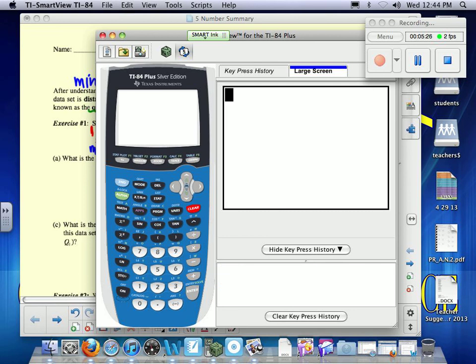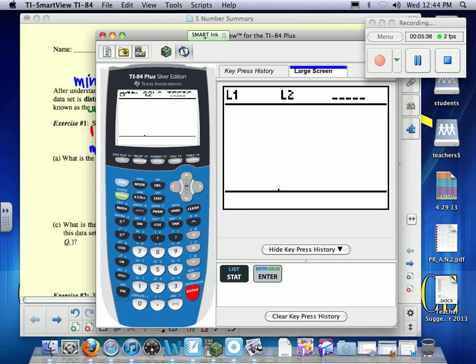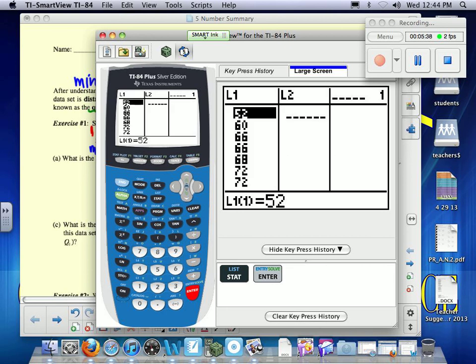How do we put this data into our calculator? We push our stat button and edit. I put mine in list 1. You can put it in any list you want to. You have 6 to pick from.